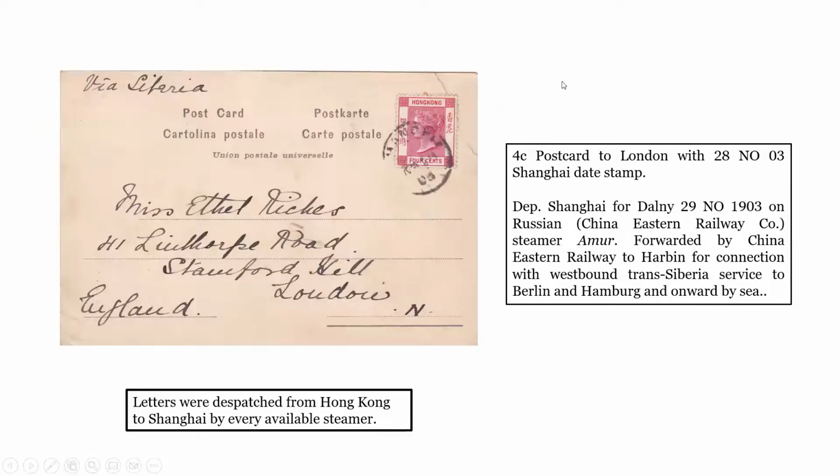Now, I have a few other early ones. Letters were sent basically by every available steamer to Shanghai, and then they were sorted in the Shanghai post office and forwarded via Trans-Siberian. This one's a 471, the 28th of November, and this one departed on the 29th of November, the following day, on the Russian steamer Amur. This was actually the second mail.